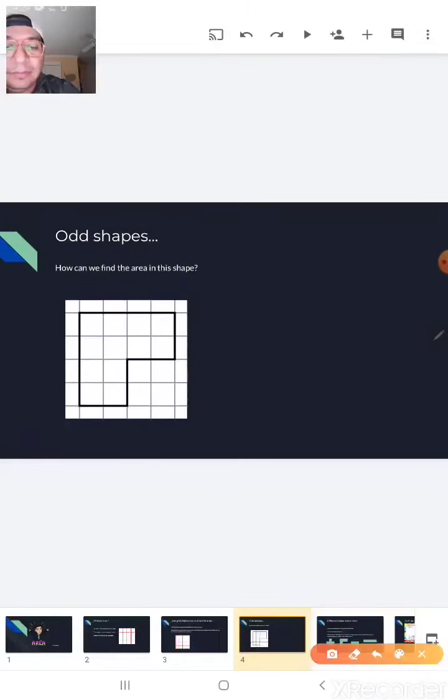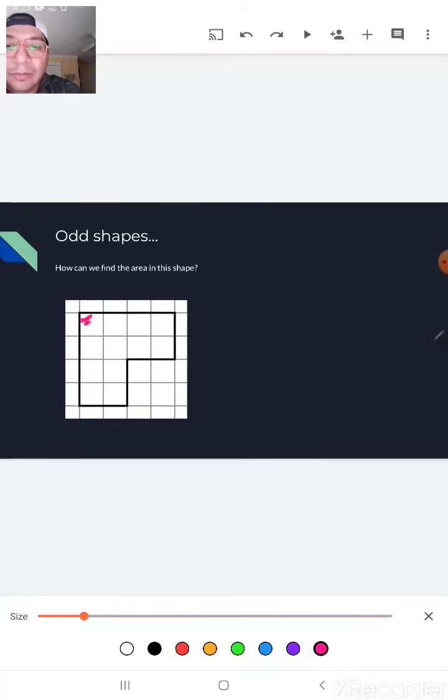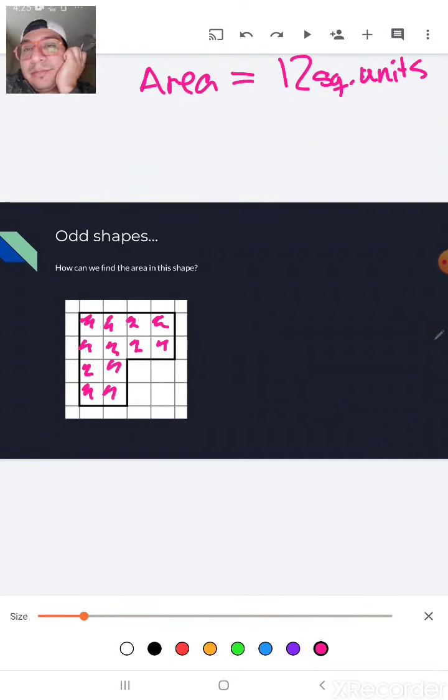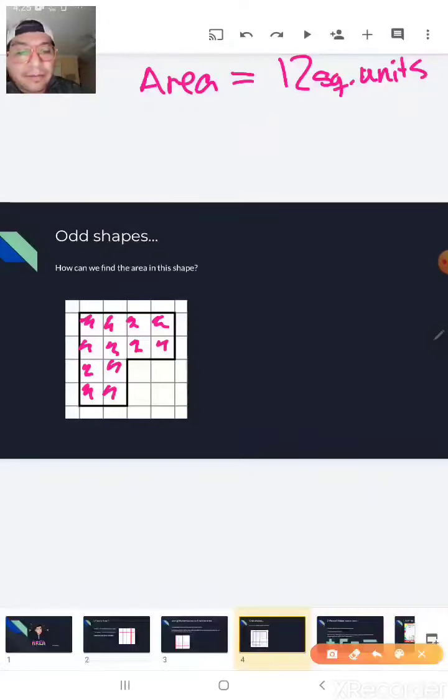Okay, guys, let's go. Here we see we have 1, 2, 3, 4, 5, 6, 7, 8, 9, 10, 11, 12. So our area equals 12. Once again, square units. The easiest way is to count them off and shade them in as we go, or you could number them as we go as well. That makes it easier.